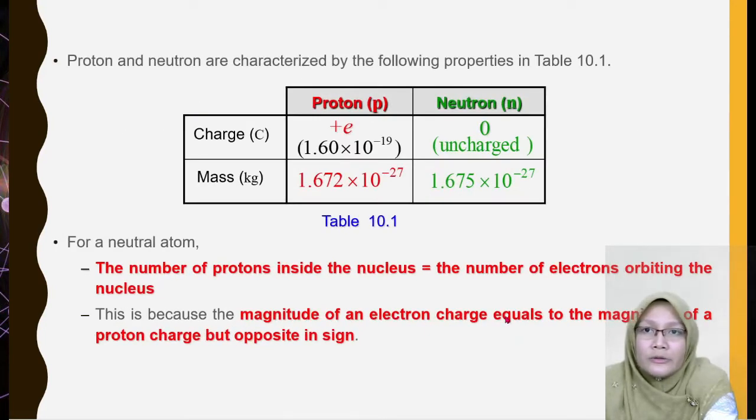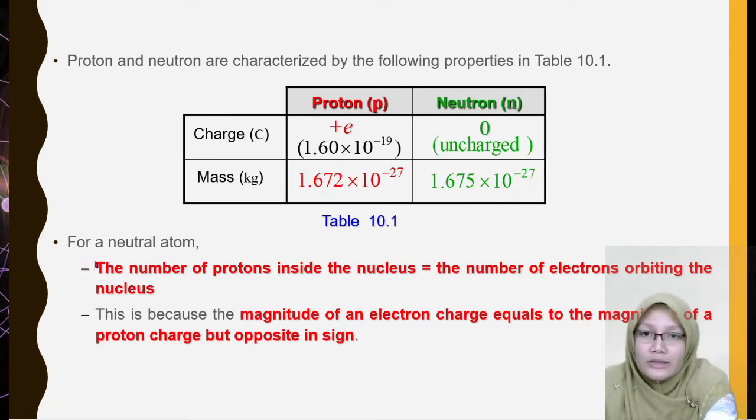Proton and neutron. The charge of a proton is positive e, 1.6 times 10 to the power negative 19, while the neutron is uncharged, meaning it is neutral. Proton mass in kilogram is 1.6272 times 10 to the power negative 27, and neutron is 1.675 times 10 to the power negative 27 kilogram.